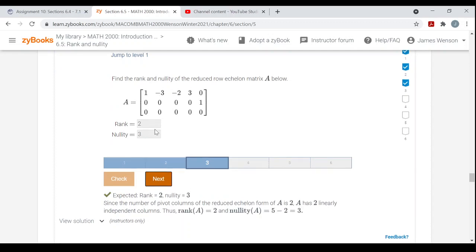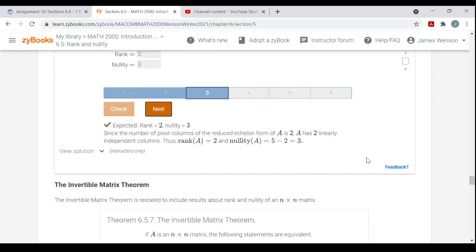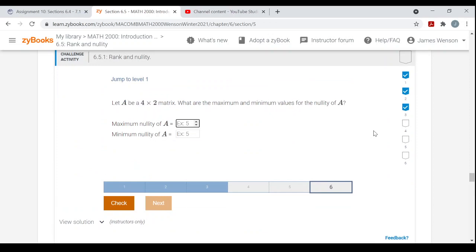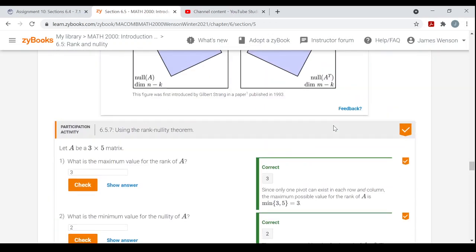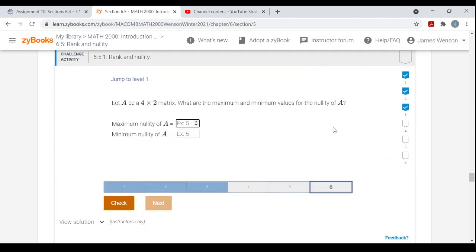And again, the rank plus nullity should be the number of columns, and it should be pretty simple for all of these. Let's look at the last. I'll look at the last level, see what it gets. I think it asks for the rank and nullity all the time. Okay, this is a little different, but not much harder than this activity here. What are the maximum and minimum values? What's the maximum nullity of A? What's the minimum nullity of A? Those should be pretty easy to figure out.